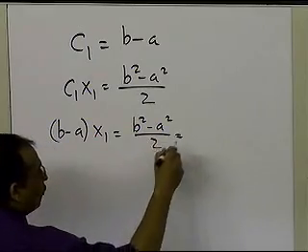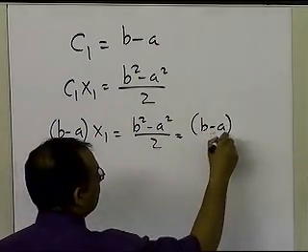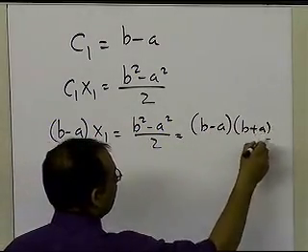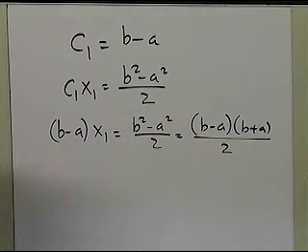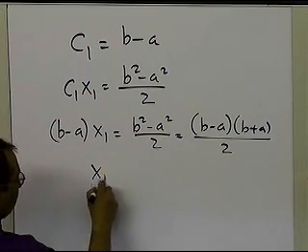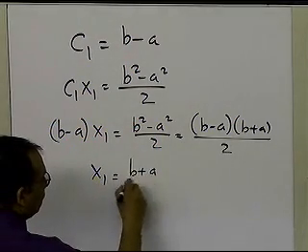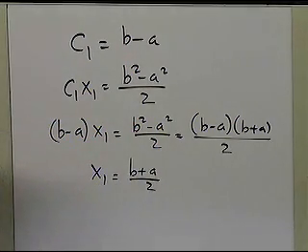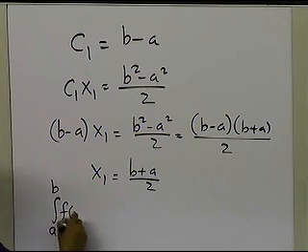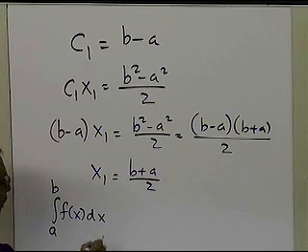And I know that b squared minus a squared by 2 is nothing but b minus a times b plus a divided by 2. That's from the formula which you have learned in your college algebra. So that gives me x1 is equal to b plus a divided by 2. So for the one-point Gauss Quadrature rule formula, we can go through the whole derivation without any pain.